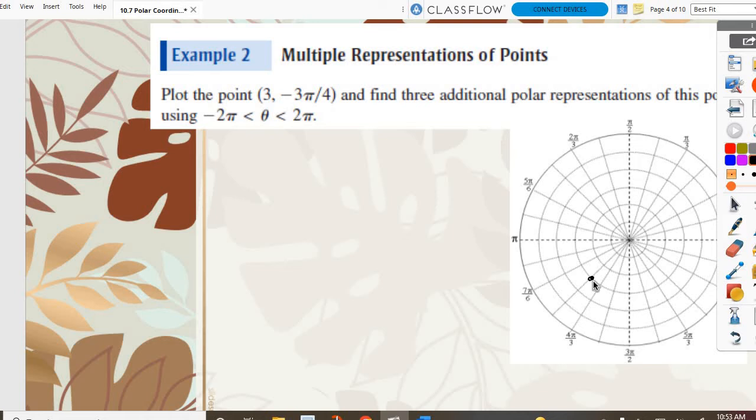Okay, so now in your groups, I want you to find 3 additional representations of that point. Because it's the same point, you should end up at the same spot. So you're just coming up with other points that would end up at the same spot. The first has to be 3, because it's going to be negative 3, 3 away from the center, because it's going this way and then going this way.